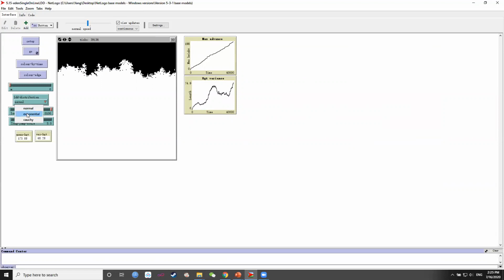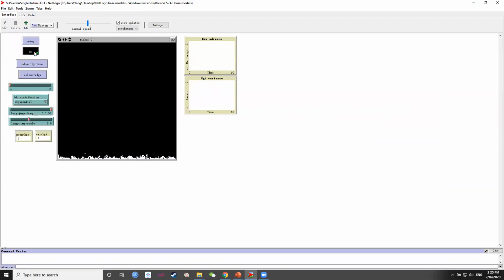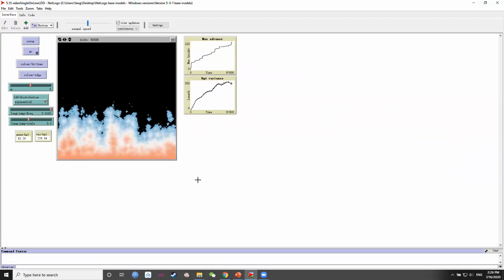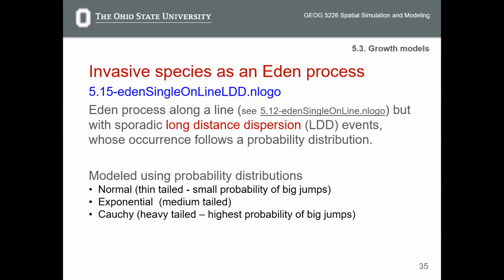Let me say, I'm trying to find a very typical spatial pattern here. Okay, this one is more typical, right? So color by time. Although like I said, this program is trying to make sure that this front line is not too convoluted. It's convoluted, but it's not too convoluted. But here it is different. This model for invading species is different from the pure line growth process, which is 5.12.